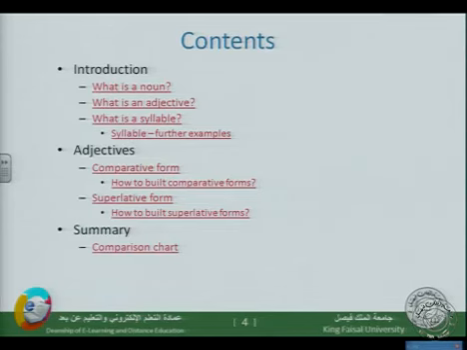We will start with what is a noun, what is an adjective, and what is a syllable. After that we will start talking about the comparative form and superlative form and how we can build both forms of adjectives.